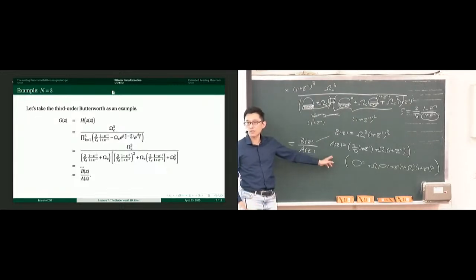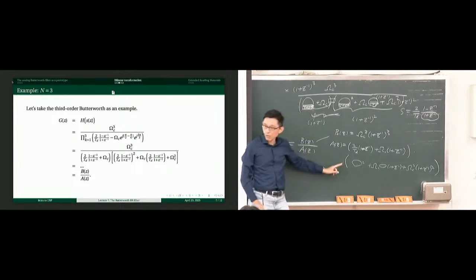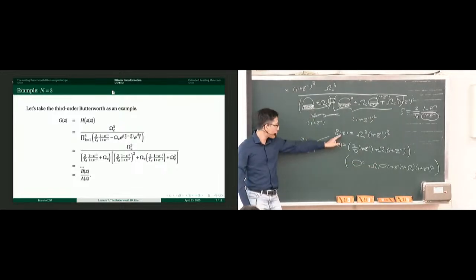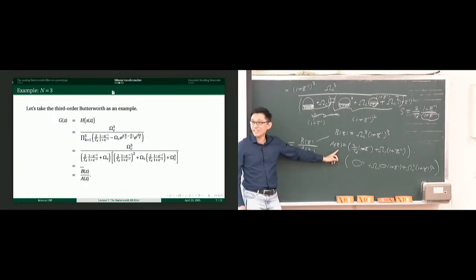We're not happy yet, actually. Why not? Can anybody tell me why this is not yet A of z, and this is actually not yet B of z? Something is wrong, one tiny little bit. This is polynomial for sure, this is also polynomial, but the leading coefficient of A of z, the constant coefficient, is not yet 1.